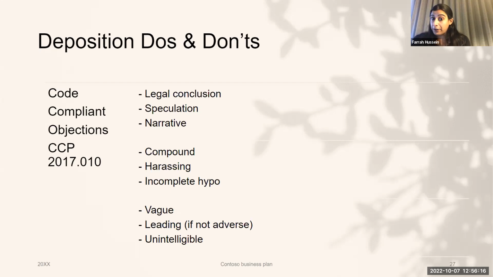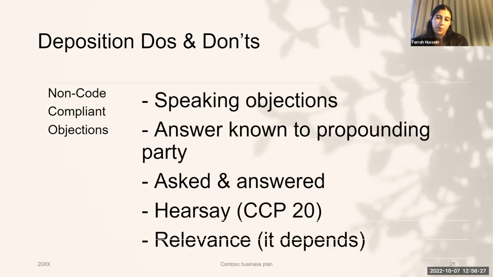And as a general matter, civil discovery is pretty open, right? It's allowed as long as it's likely to lead to reasonably discoverable evidence. So it's pretty rare. These are non-code compliant objections that we unfortunately see all the time. So again, relevance is a hard one just because the nature of discovery is pretty broad. Hearsay, asked and answered, any speaking objections.